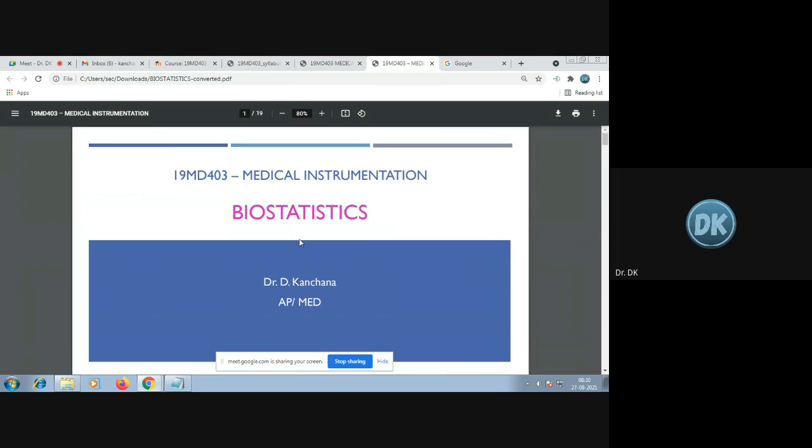So the next topic is biostatistics. Before going to biostatistics, I hope you guys would have heard about data science, right? Data science is like the new oil, and all those things you'd have seen in various advertisements, right? So what is data science? Does anyone know what data science is?